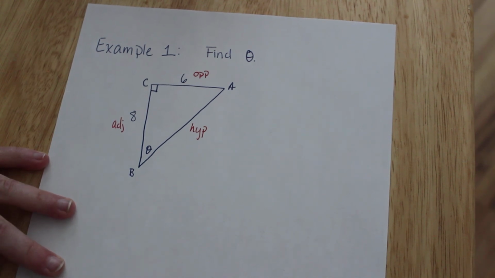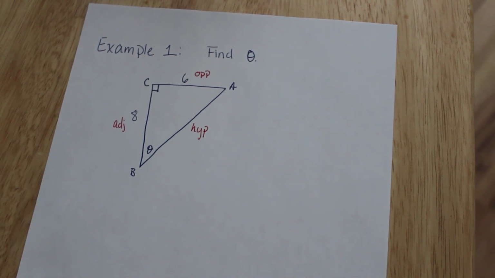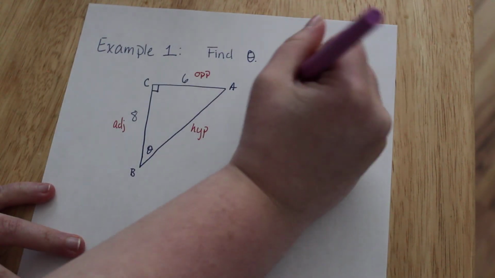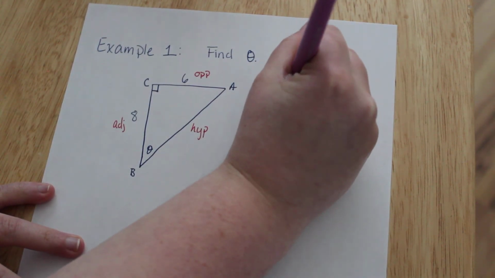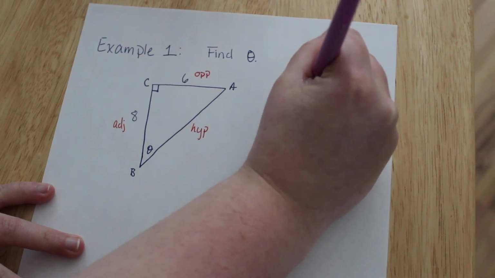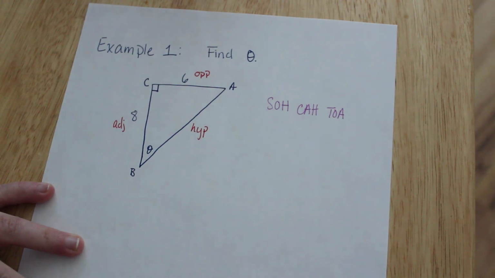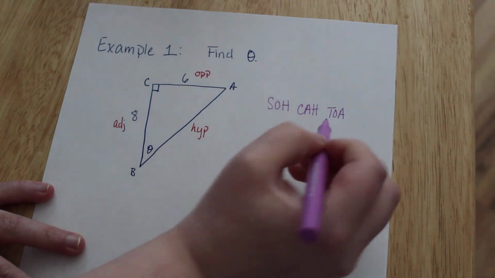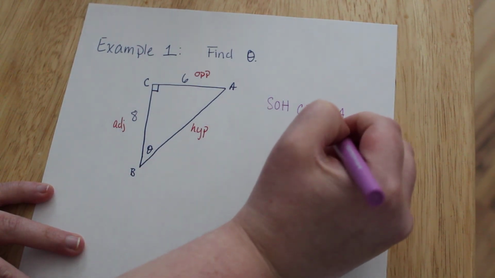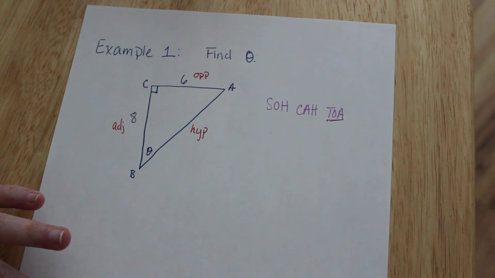Now let's try and remember, before I say which trig function it is, here's a little hint, okay? That wonderful little acronym, that SOHCAHTOA acronym. If you guessed tangent, you are correct, because tangent uses opposite and adjacent.